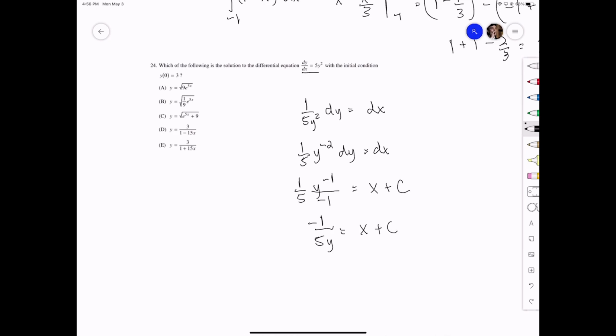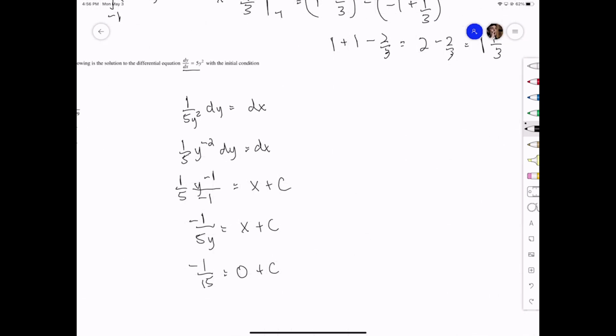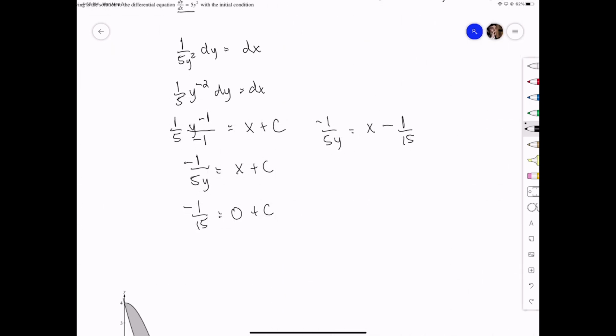So I'm going to solve for the initial condition right now. Plug in 3 for y and 0 for x. So c is equal to negative 1/15. So negative 1 over 5y equals x minus 1/15. So I'm just going to make a common denominator. Negative 1 over 5y equals (15x minus 1) over 15.